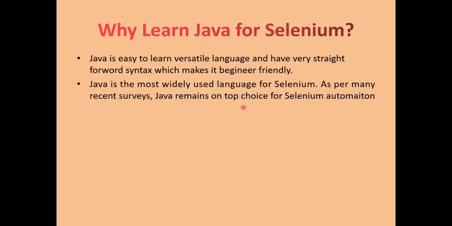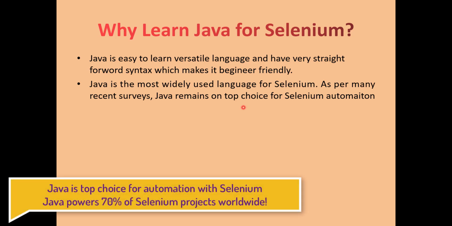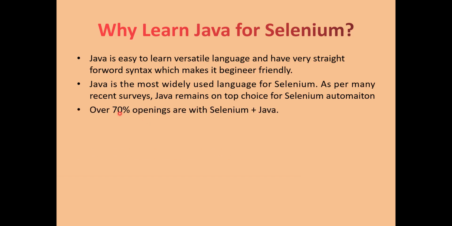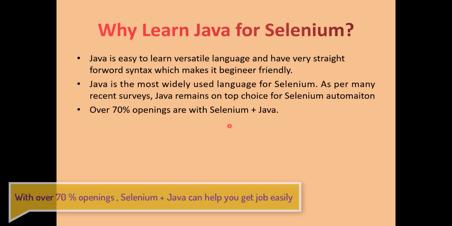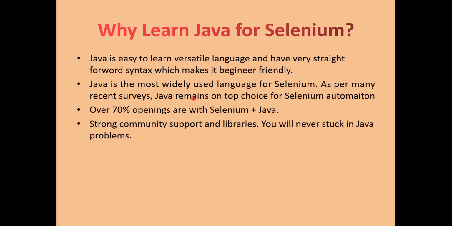Java is the most widely used language for Selenium. There are many recent surveys which show Java is the top choice for Selenium automation. So that is the second reason we should focus on Java for Selenium automation. If you see the current market, over 70% of openings are with the Selenium with Java combination. If you look at Naukri.com or LinkedIn as well, you will find a lot of openings with the Selenium with Java combination as compared to Selenium with Python or Selenium with C#. Okay, so as a beginner, if you learn Java and Selenium, that will help you to get your job as early as possible.